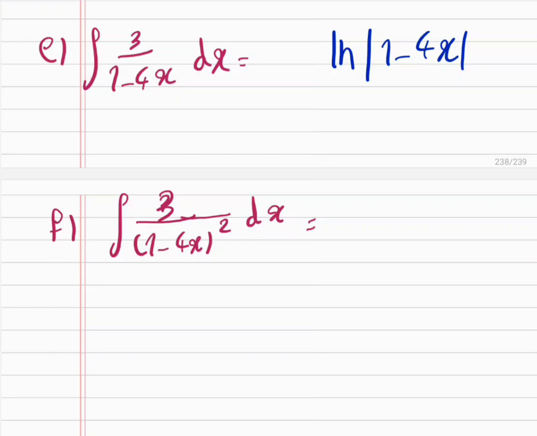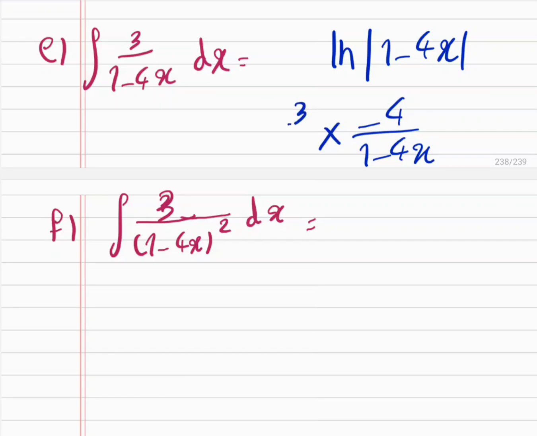The next step is differentiating the guess and then adjusting the guess. If we differentiate, we'll get minus 4 over 1 minus 4x. Let's compare that. The denominator is exactly the same, which is a good sign. Only the numerator is different: here it is 3, here it is minus 4.